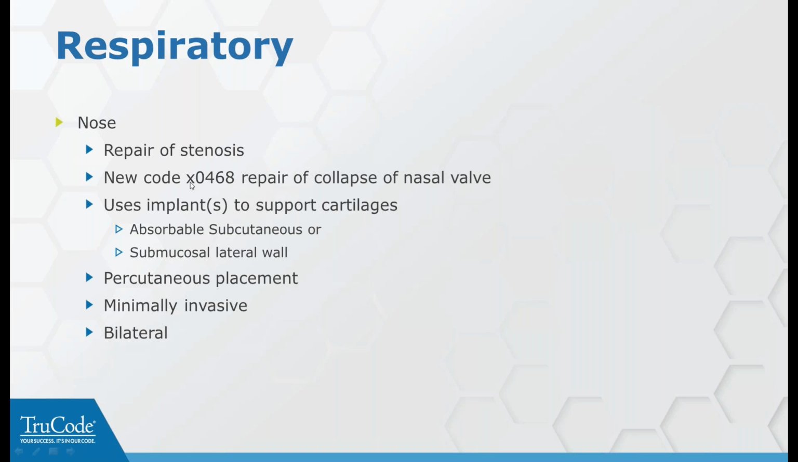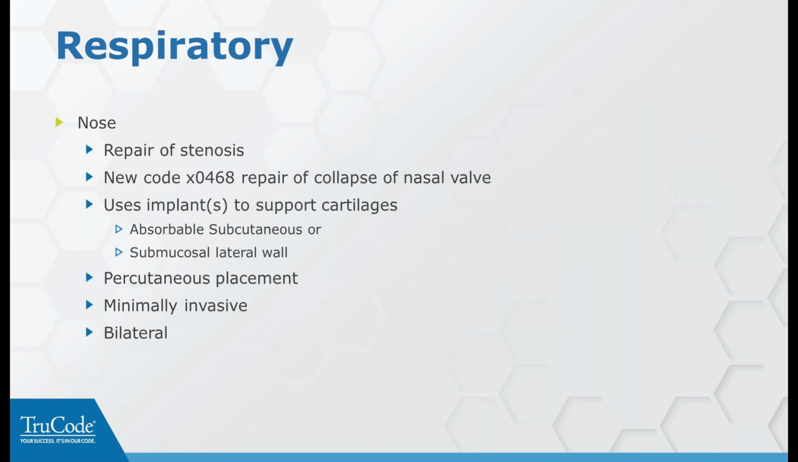So once again, you can see that X would turn into a 3, so that's 30468, a new code for the repair of a collapse of a nasal valve. Basically, that code says repair of nasal valve collapse with subcutaneous or submucosal lateral wall implant or implants. Remember, when you see the S in parentheses, that means whether you had 1 implant or 5, it's not going to be coded separately.